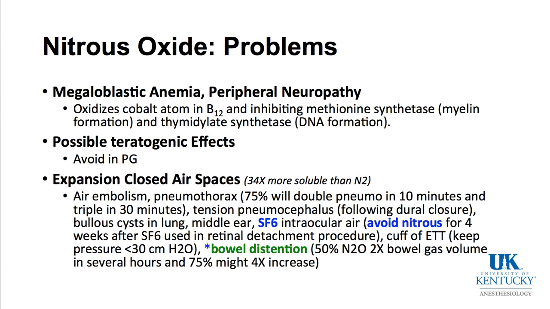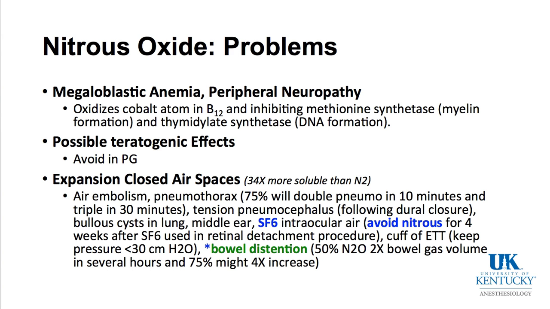A tension pneumocephalus can occur, for example, after craniotomy and the dura is closed. If a patient is breathing nitrous oxide and air is trapped below the dura, it can increase in size and cause a tension pneumocephalus. If a COPD patient has severe bullous cysts in their lung and breathes nitrous oxide, those bullous cysts can rupture. Middle ear, if it's obstructed, can build up pressure, and grafts on the middle ear can be disrupted. And sulfur hexafluoride is a gas that can be injected in the back of the eye and is used in retinal detachment procedures.